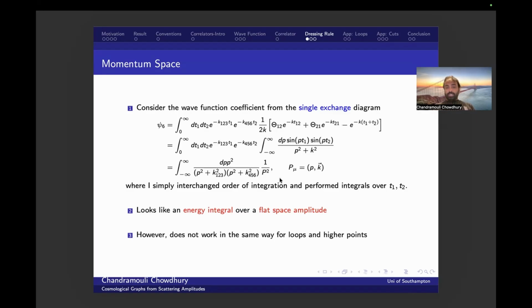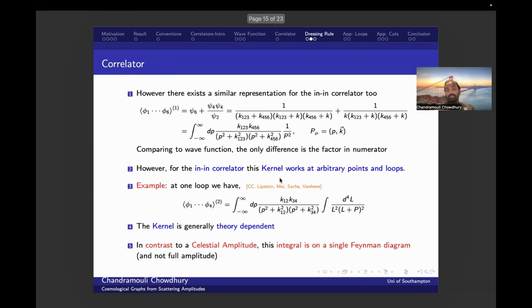However, this doesn't quite work in the same way for higher points in loops. But to our surprise, when we tried doing this for the correlator, where we also add the contribution from some lower point functions, we found a very similar expression, except that this prefactor was slightly different. And it was very surprising when we saw that the same factor actually works for arbitrary points in loops.